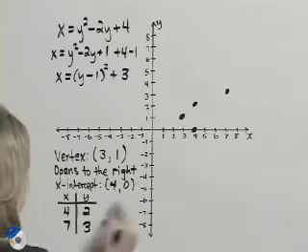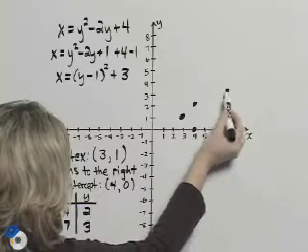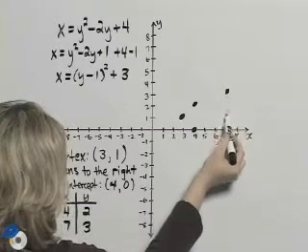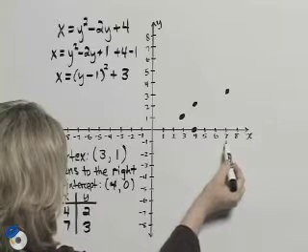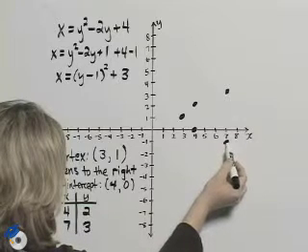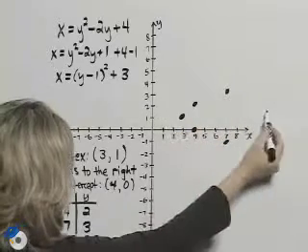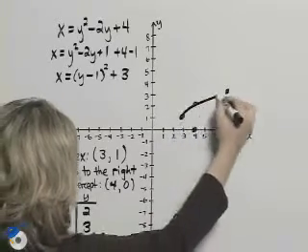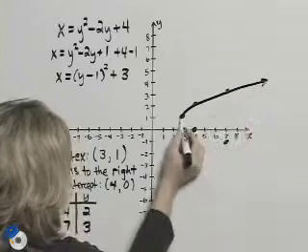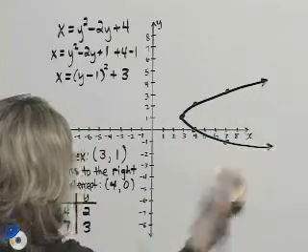Because of the symmetry of parabolas, I also know that I can go down to this point, and this would mirror this point over this axis of symmetry. I can connect the points now, and there is my graph.